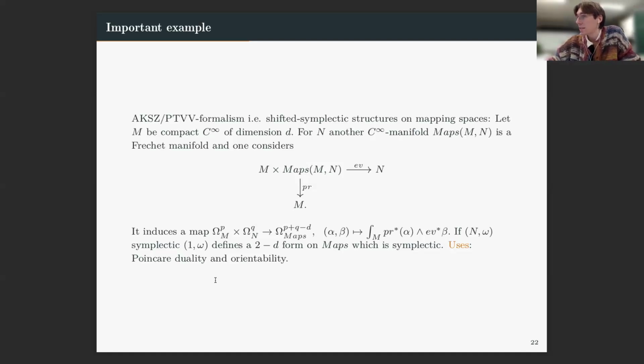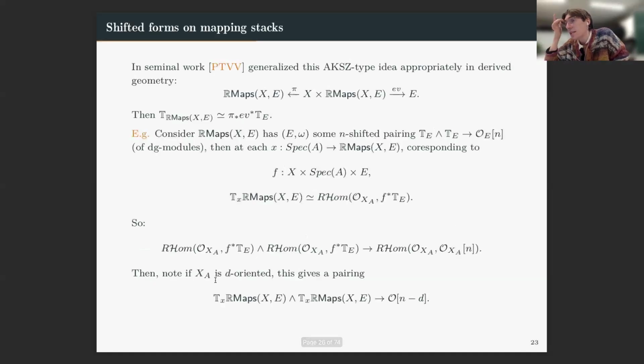So the AKSZ and this Pantev, Toën, Vaquié, Vezzosi formalism. The original AKSZ is sort of a transgression. If you have some mapping space, you can push-pull your form if your target is symplectic. And this can define a transgressed form on your mapping space. Okay, so skipping over this, in the seminal work of PTVV, this also works for DG or derived stacks when the target has a shifted symplectic structure.